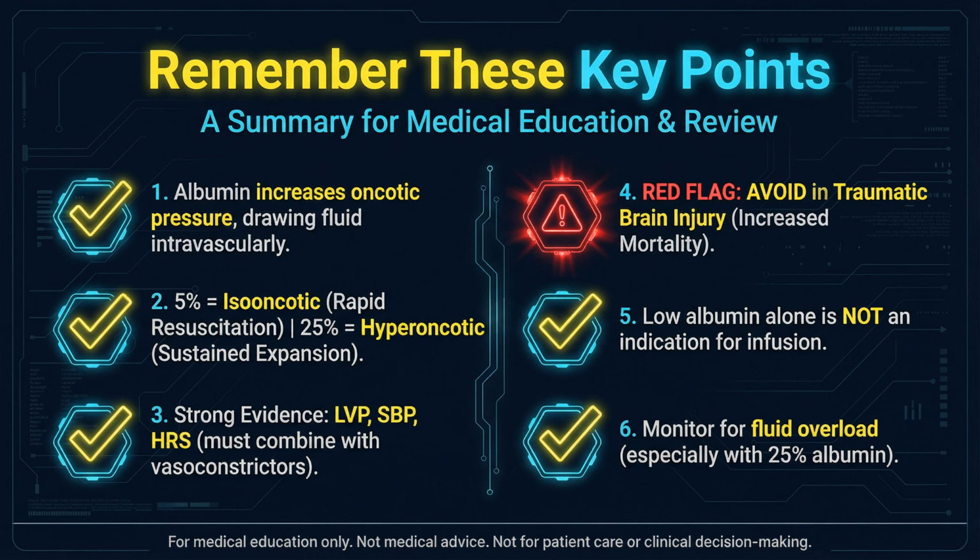Let's quickly review the most important points. 1. Albumin works by increasing oncotic pressure. 2. 5% is for rapid resuscitation, while 25% is for sustained expansion. 3. The strongest evidence supports its use in large-volume paracentesis, spontaneous bacterial peritonitis, and hepatorenal syndrome when combined with vasoconstrictors. 4. Remember the red flag: avoid albumin in traumatic brain injury. 5. A low albumin level alone is never an indication for infusion. And 6. Always monitor for fluid overload.